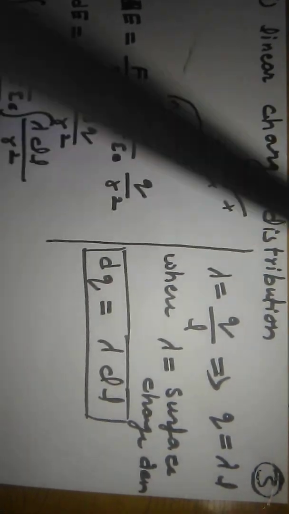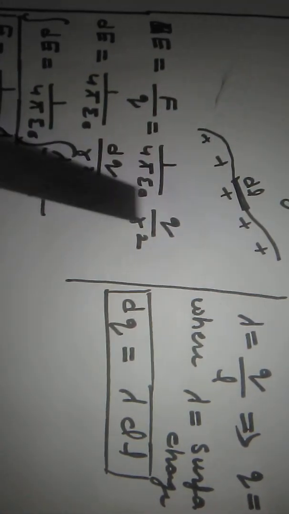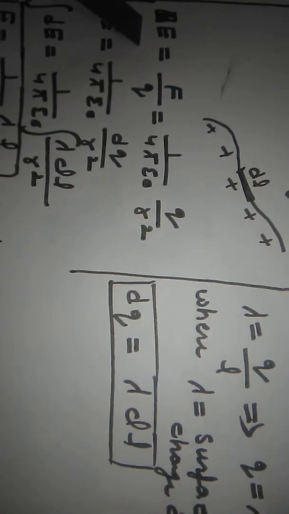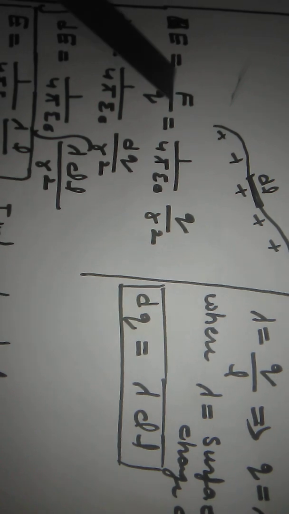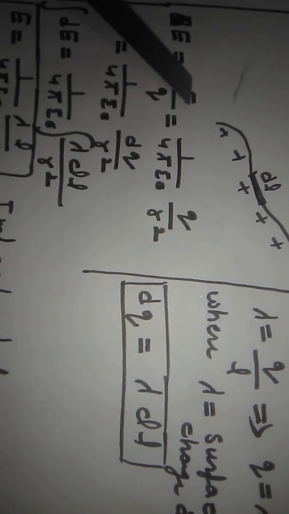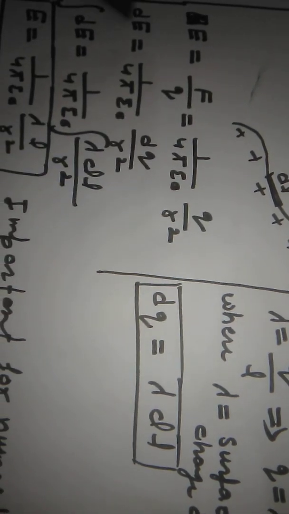So coming to the first topic, that is linear charge distribution. Suppose we have a long wire of length L. We have taken a small piece dL, and we are finding the intensity of electric field. The intensity is given by F upon Q, so putting the value of F by Coulomb's law, we get this as the intensity.